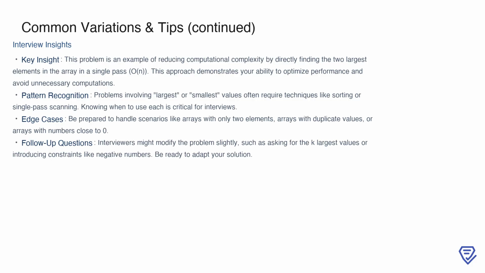Additionally, always think about edge cases. For example, what happens if the array has only two elements, or if the largest values are duplicates? Another possible edge case involves numbers close to 0, which can impact the result after subtracting 1. Interviewers may also present follow-up questions, such as asking for the k largest values or introducing constraints like negative numbers. Being adaptable and able to modify your solution accordingly is an important part of standing out in these scenarios.